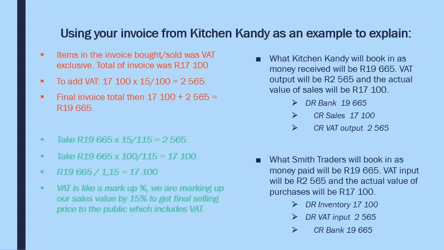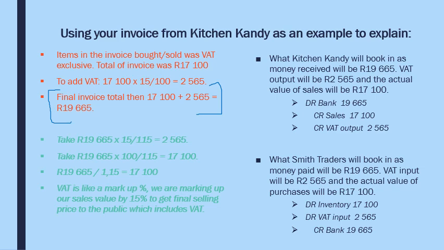So that's how I put VAT on to an item without VAT, by adding 15%. If I've added the 15%, the 2565, the total invoice price would be the invoice 17,100 plus the VAT that you've just worked out. Okay, so final invoice price 19,665.